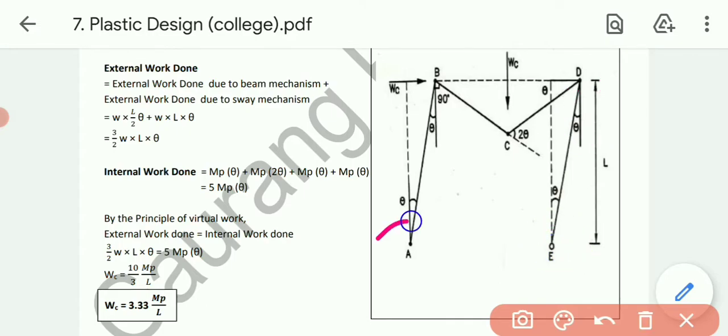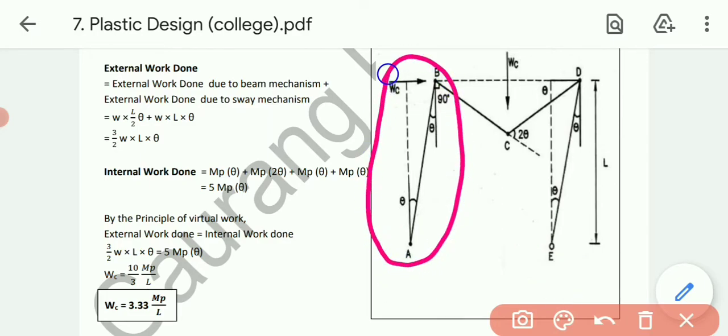At A and E, it depends: if a fixed support is there, then obviously a plastic hinge will be formed, and if a hinge support is there, then it will not be produced over here. Once again let me repeat the first rule: it will be produced either at point A or at point B. It can never be produced at both points, whether it is a fixed point or anywhere else. That we will carry out in the sum.